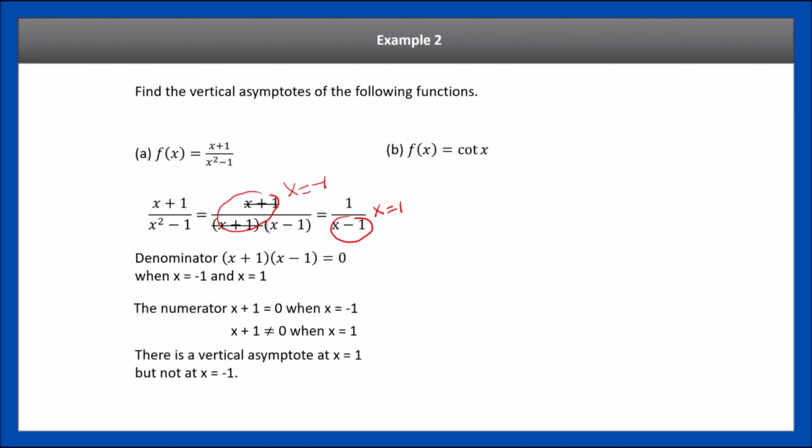So we have a vertical asymptote at x equals 1, but not at x equals negative 1. So it's pretty straightforward just to see if the numerator is non-zero and the denominator is 0. So for the second example, cotangent of x, remember that the identity for cotangent is cosine over sine. So we want to see where the sine is equal to 0, right? Where the denominator is 0, but where the numerator is not 0.